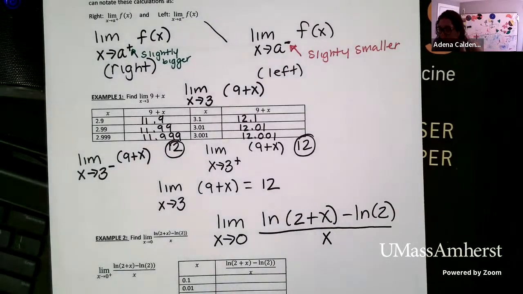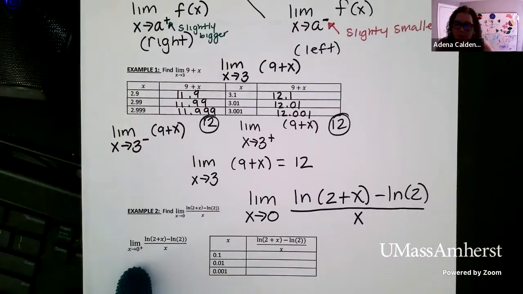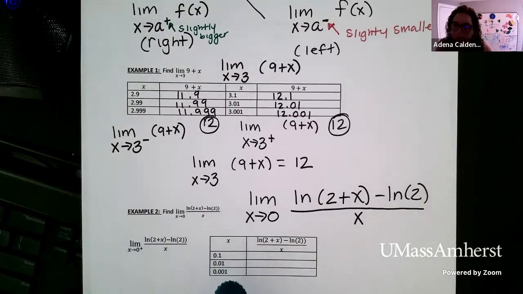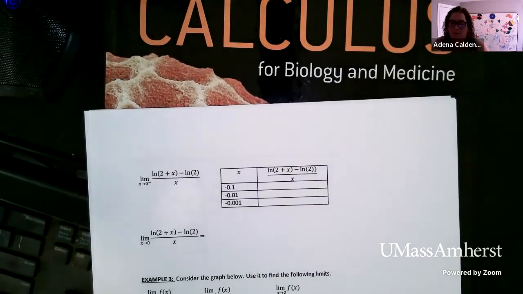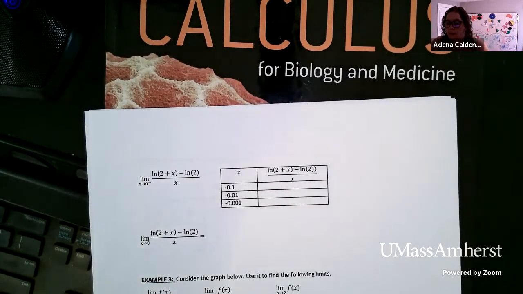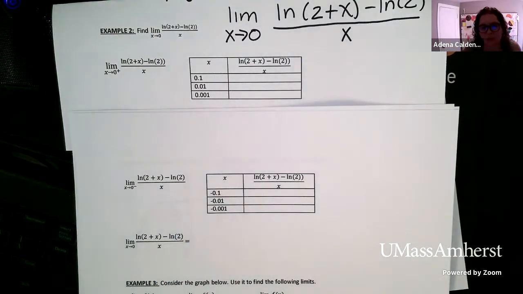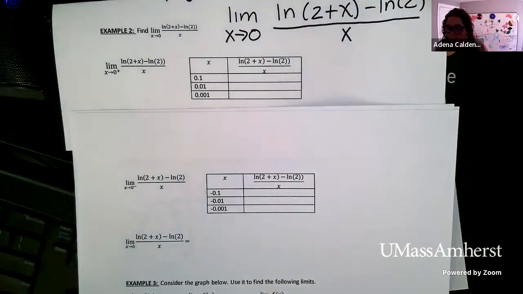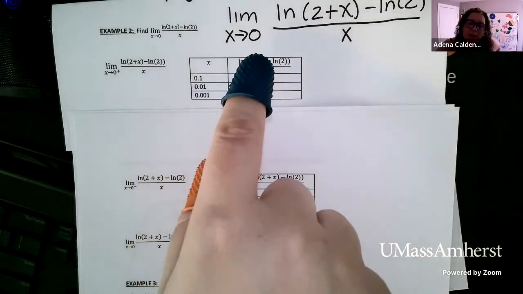So what we're going to do is look at the limit from the left and the right and see if they exist and if they're the same. So here, we're going to do the limit from the right by plugging in things like 0.1, 0.01, 0.001. And then we're also going to do it from the left. So we're also going to do the limit from the left by doing negative 0.1, negative 0.01, and negative 0.001.